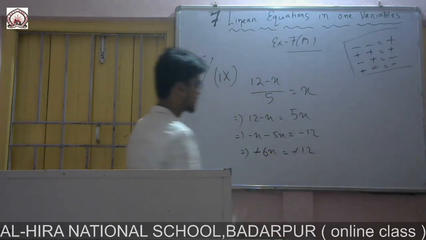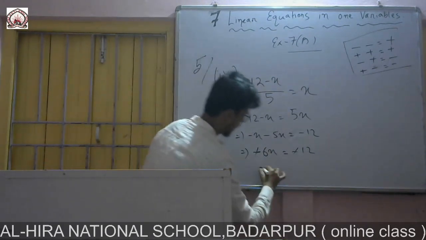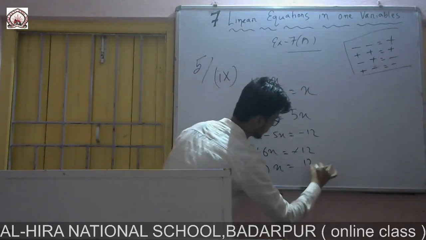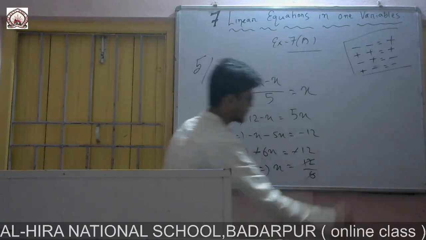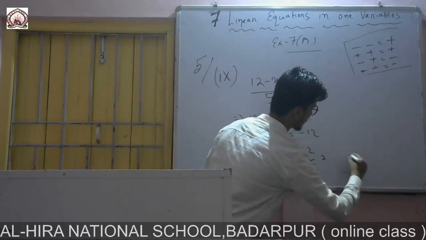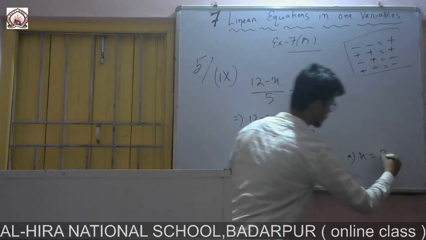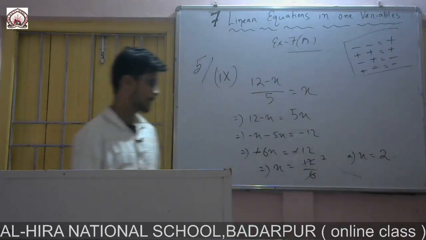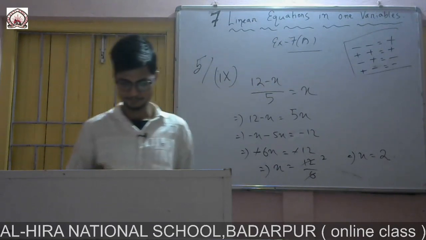This minus and this minus I can cancel. So now x equal to 12 by 6. Sorry, 6 2s are 12. So the value of x is x equal to 2. The value of x is 2.